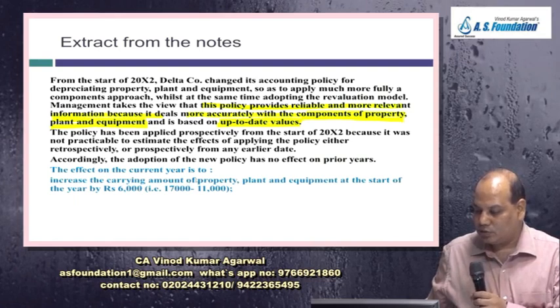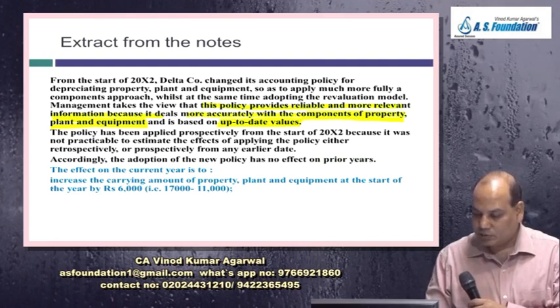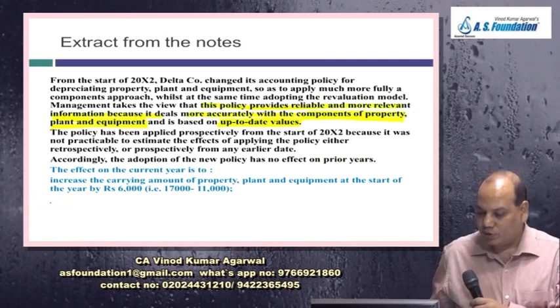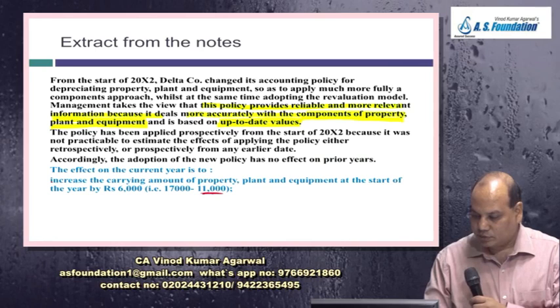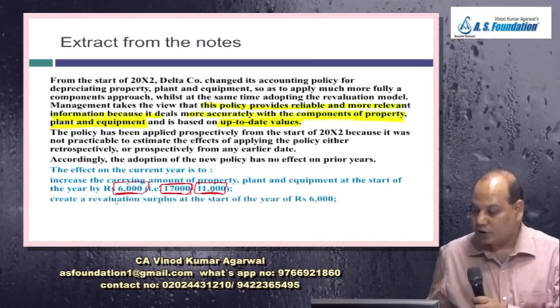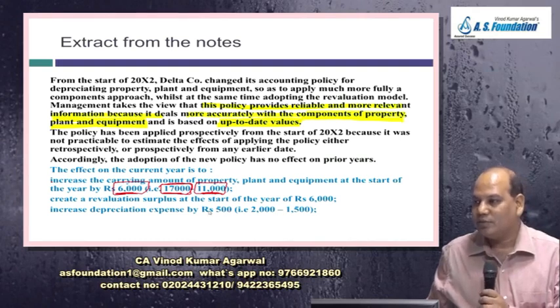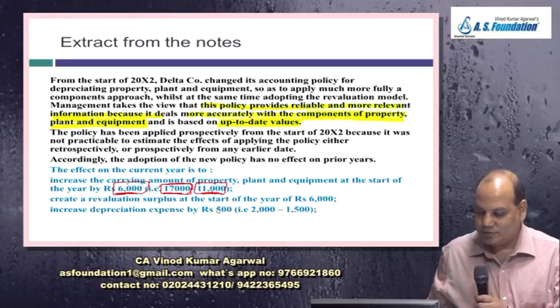The effect on the current year is, now what are the possible effects in the current year? First, understand what is the book value of your PPE under the old policy? 11,000. And under the new policy the valuation is 17,000. So one effect will be property, plant and equipment at the start of the year will increase by 6,000. Second effect will be the contra effect. Revaluation surplus at the start of the year will be 6,000. And depreciation in this year, which was supposed to be 1,500, will be 2,000 now. That is, depreciation charge will increase by 500 rupees. Is it right?